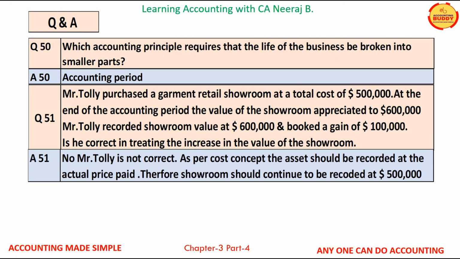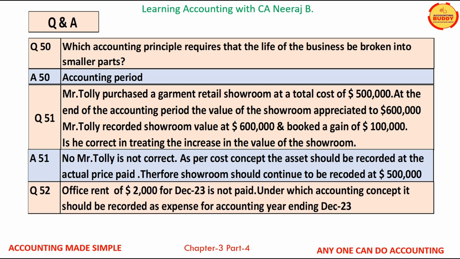The answer is no, Mr. Tolley is not correct. As per cost concept, the asset should be recorded at the actual price paid. Therefore, the showroom should continue to be recorded at $500,000.